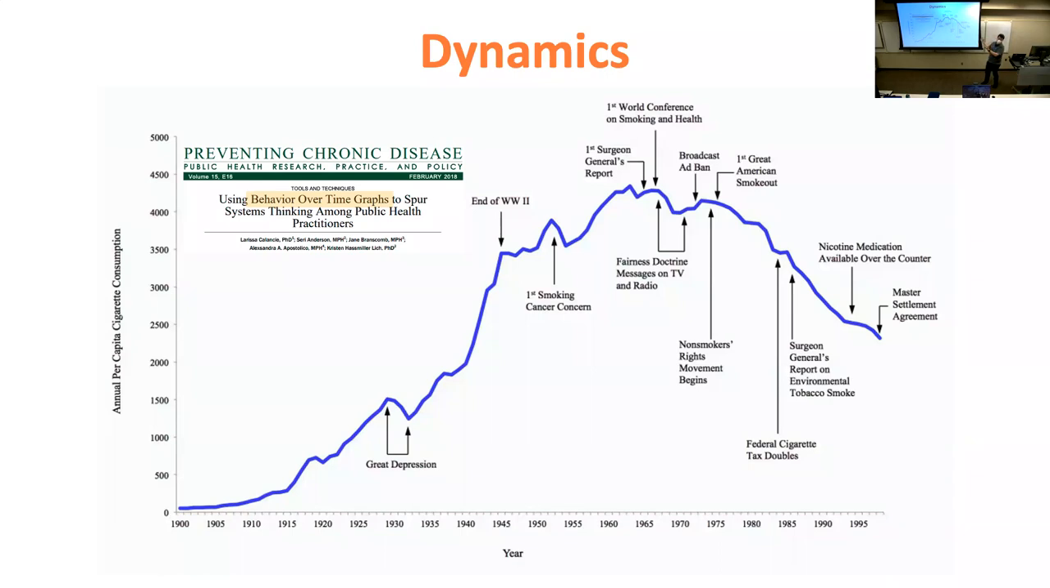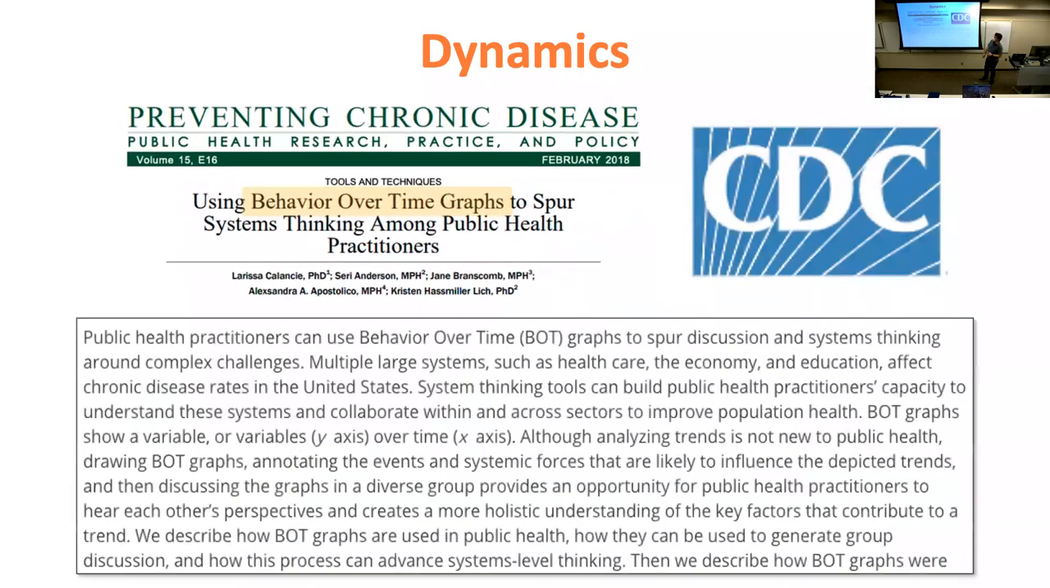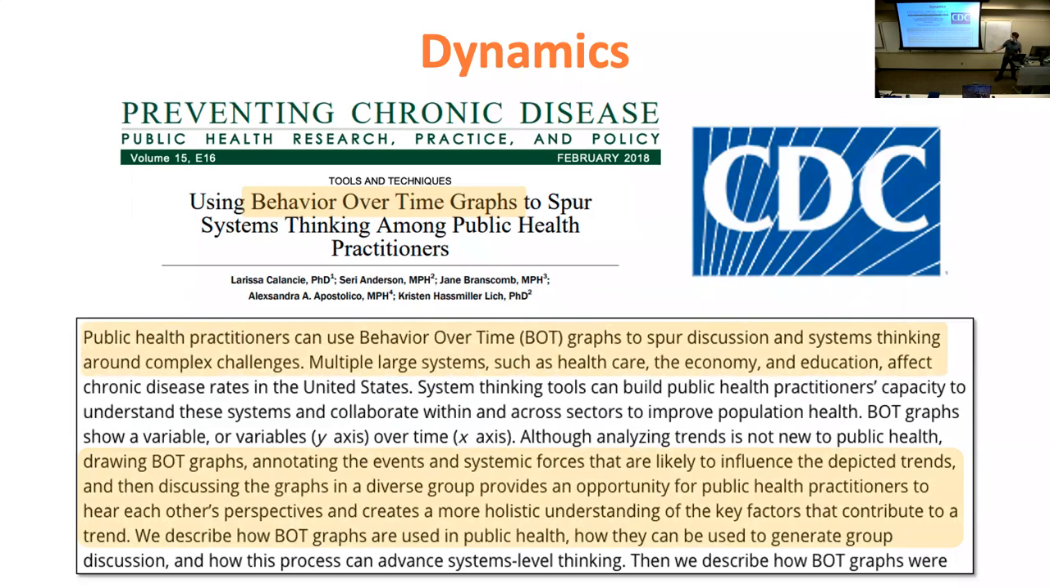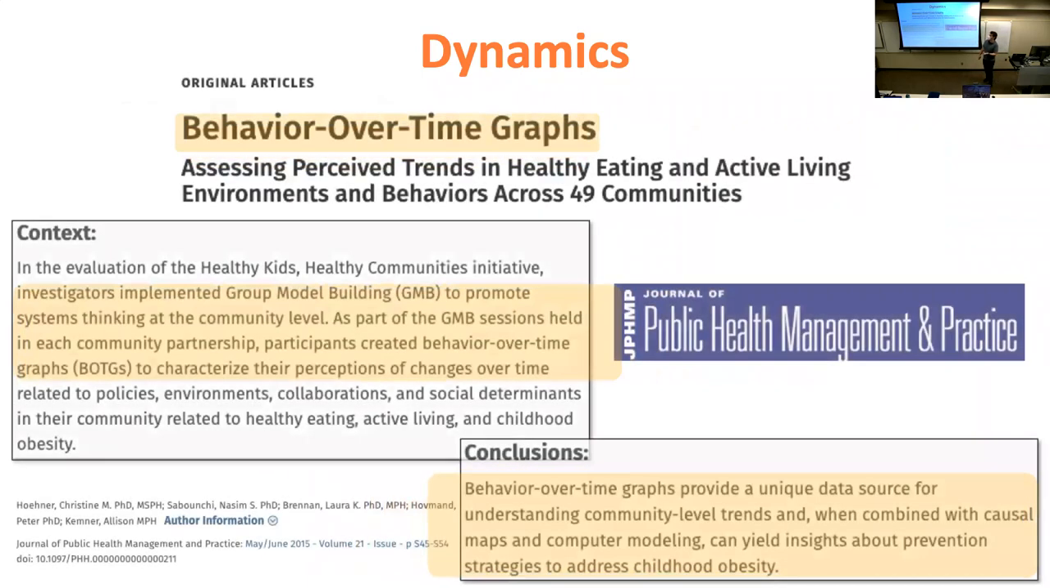So that's what I mean by behavior over time graphs, trajectories of measures over time. And they talk in this article about how public health practitioners can use BOTs to spur discussion and systems thinking around complex challenges. So, drawing these graphs, annotating the events that are likely to influence the trends, and then discussing the graphs in diverse groups. Again, combining mental models provides an opportunity for public health practitioners to create a more holistic understanding of key factors that contribute to a trend. They're advocating for using behavior over time graphs alone, even without simulation, in public health discussions.